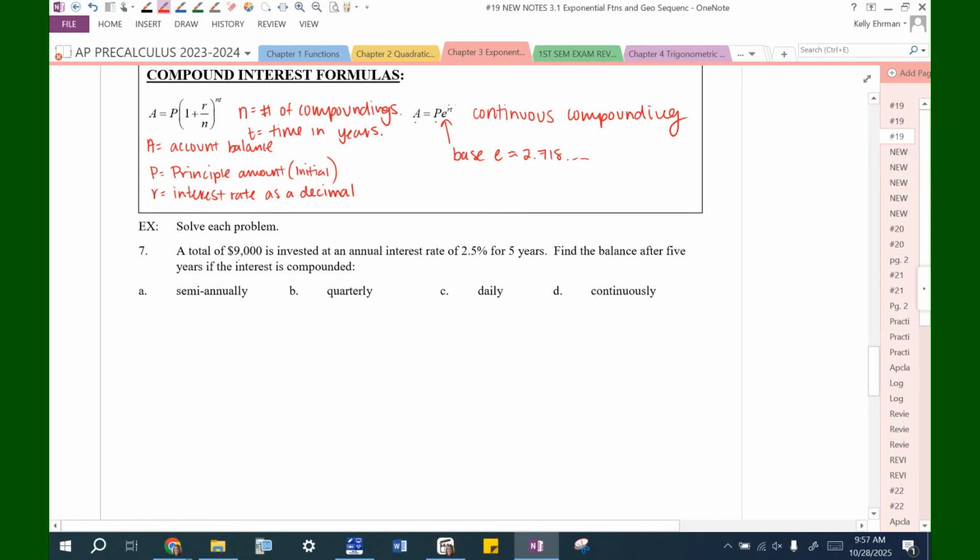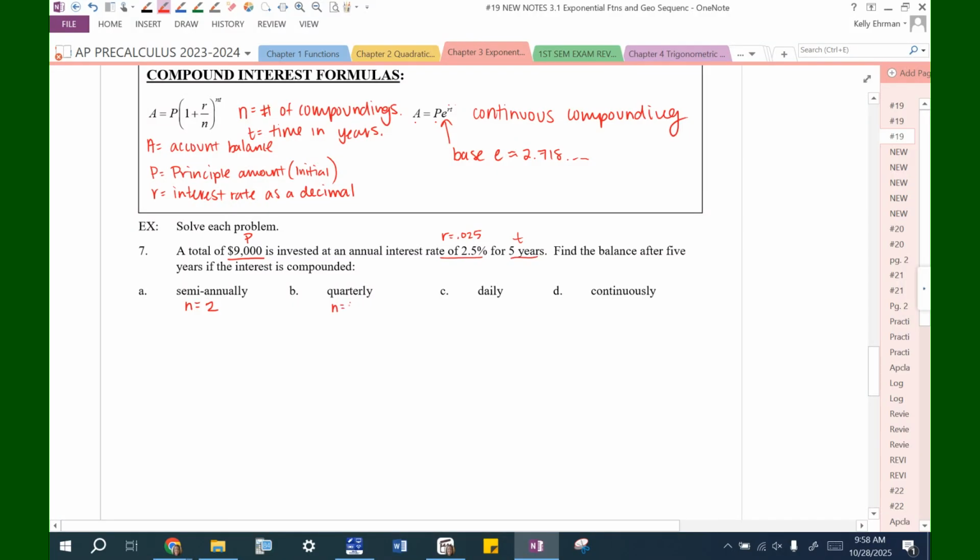Solve each problem. So a total of $9,000 is invested, that's P, at an annual interest rate of 2.5%. So R is 0.025. Remember, you just divided by 100. For 5 years, that's T. Find the balance after 5 years if the interest is compounded semi-annually. So how many times a year is semi-annually? That's twice. Semi means cutting in half.